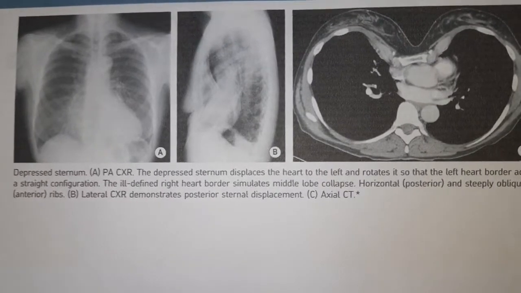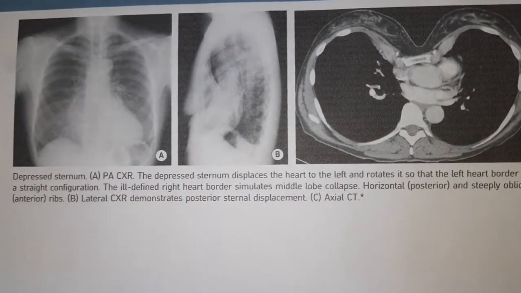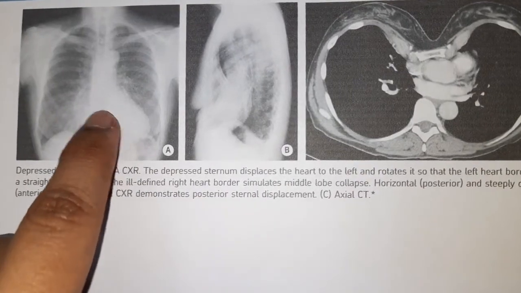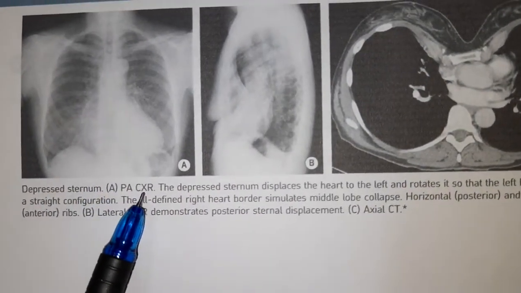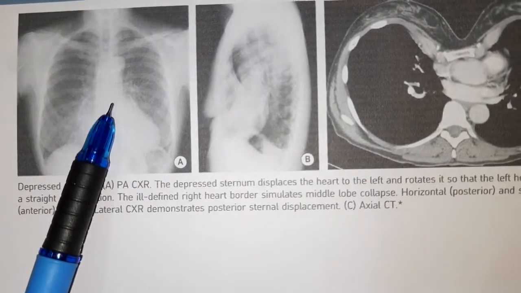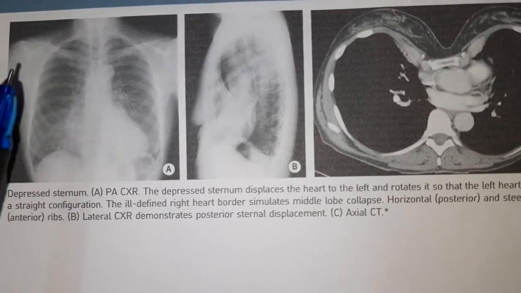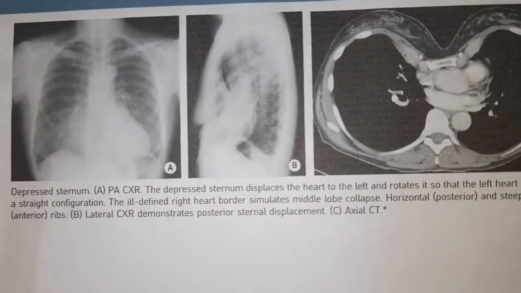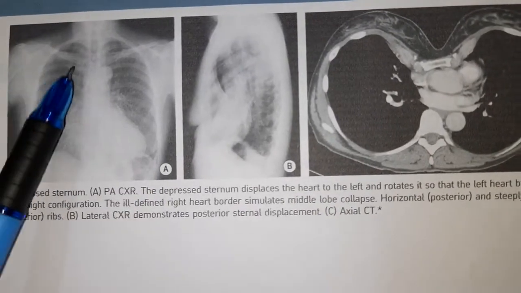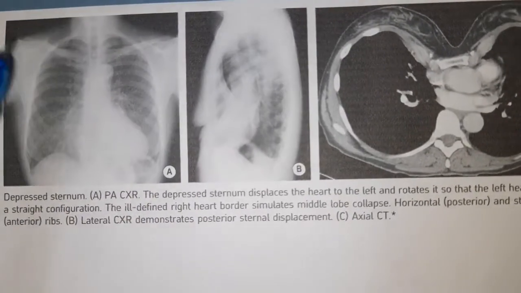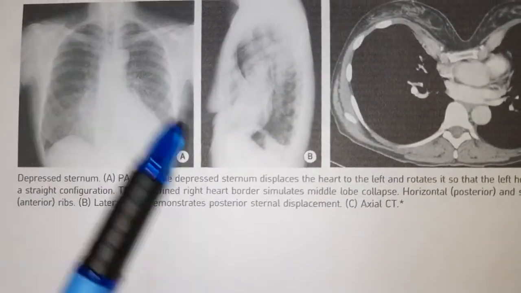Hello friends, these are the different pictures showing depressed sternum. The first picture is a chest x-ray PA view. Here in the chest x-ray PA view, due to the depressed sternum, the heart displaces to the left and also rotates so that the left heart has a straight configuration. So this is the PA view of chest x-ray showing depressed sternum.